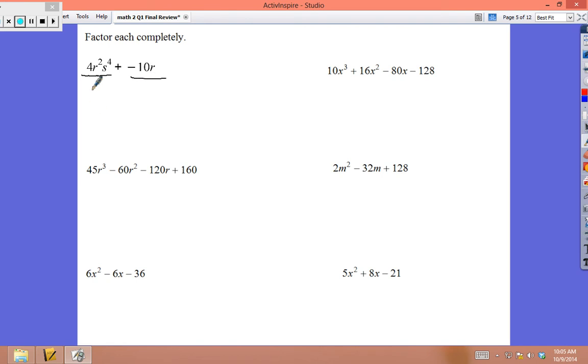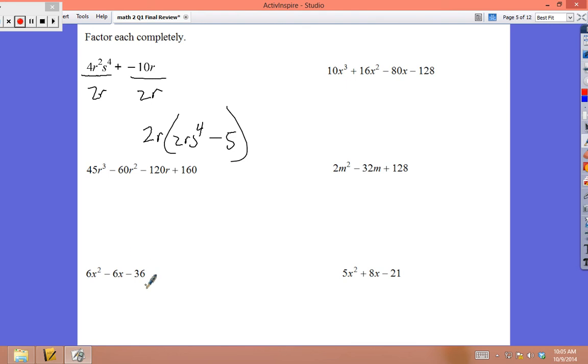4 and 10, I can divide them both by 2. And now the letters. This has some R's and S's, this just has one R. So the greatest common amount of R's is only 1. So I can divide them both by 2R. If you rewrite this as factors, it's going to be 2R times 4 divided by 2 is 2, R squared divided by R is R, and S4. Negative 10R divided by 2R is going to be a negative 5.